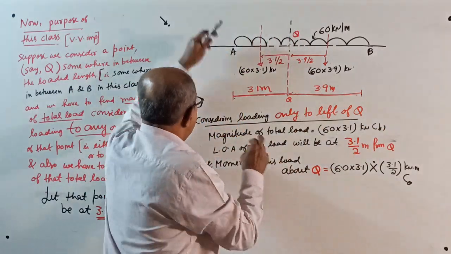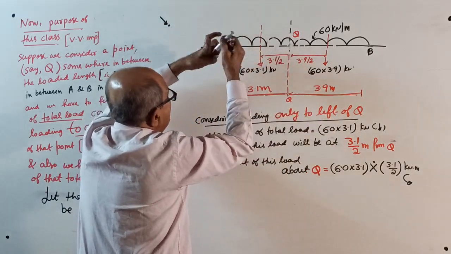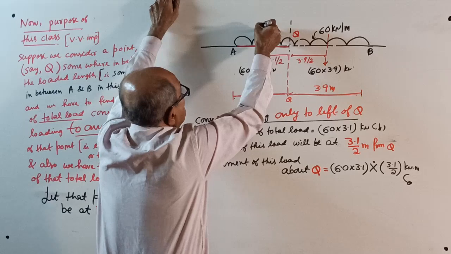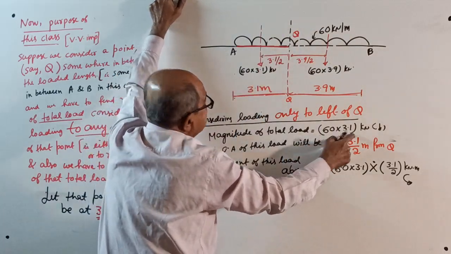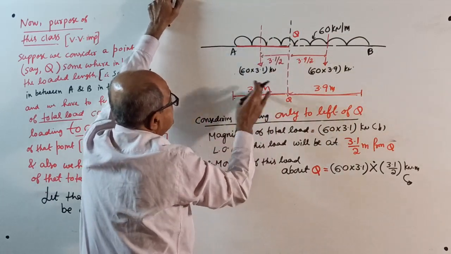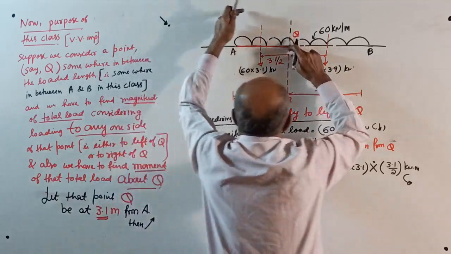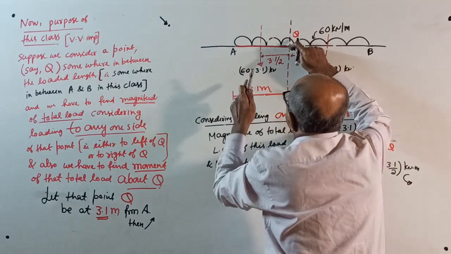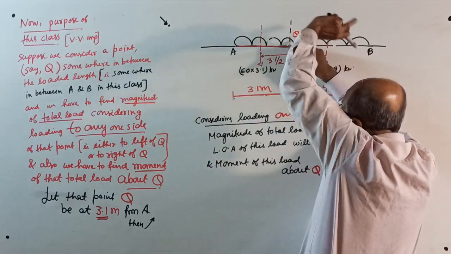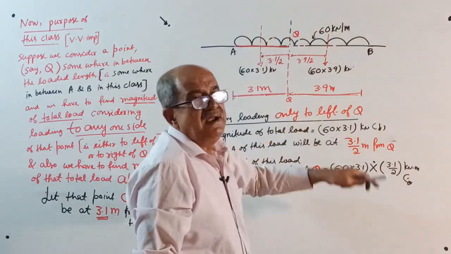Okay, start. Considering loading only to left of Q, this is your loaded length now. Magnitude of the total load equal to 60 into 3.1 kilonewton, down. Line of action is 3.1 by 2. And moment about Q is total load, 60 into 3.1, into 3.1 by 2, this way. I won't tell anti-clockwise, clockwise. For bending moment, it will be negative later.